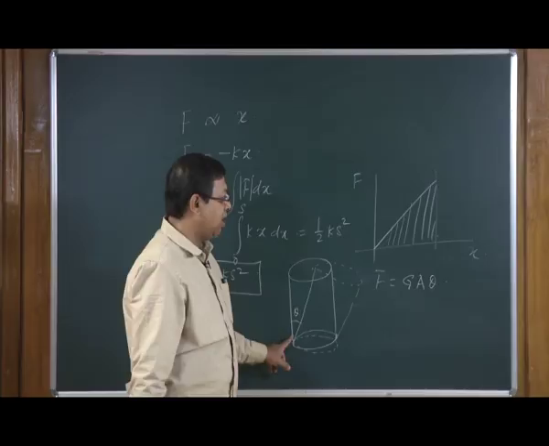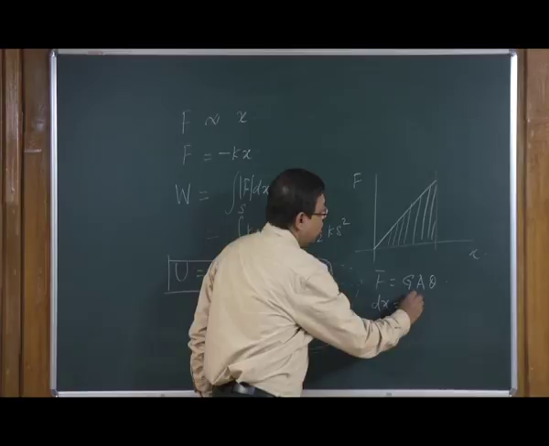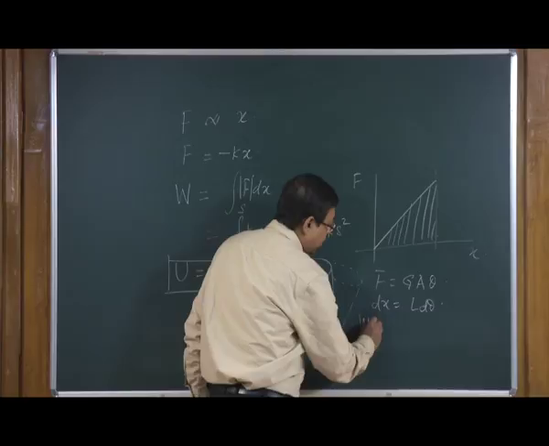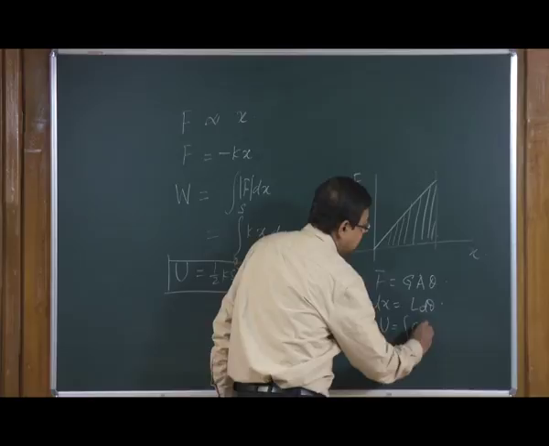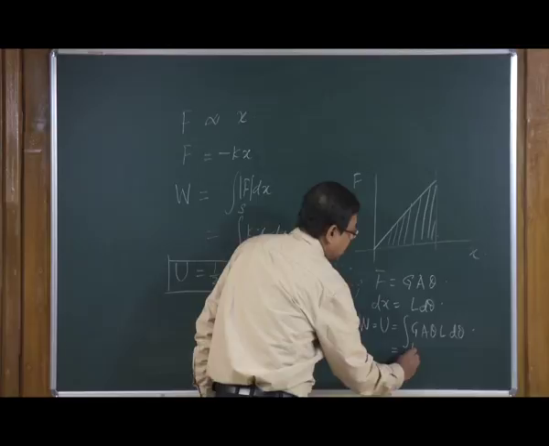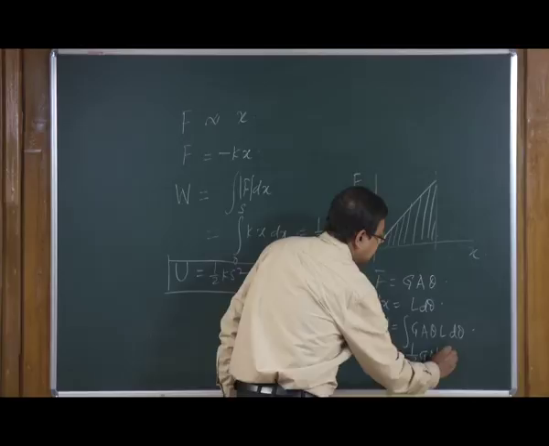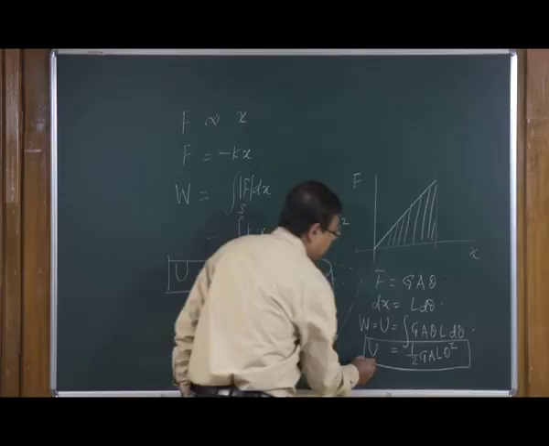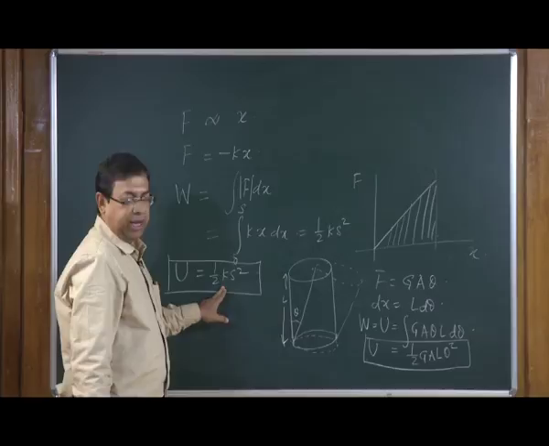So, again your dx will be equal to L d theta, where L is the length of the cylinder or height of the cylinder. So, again the work done or the potential energy stored is given by G A theta and L d theta, which will be written as half G A L theta square. So, these are the energy expressions for energy stored for a shear as well as in a spring for a linear extension of the amount x.